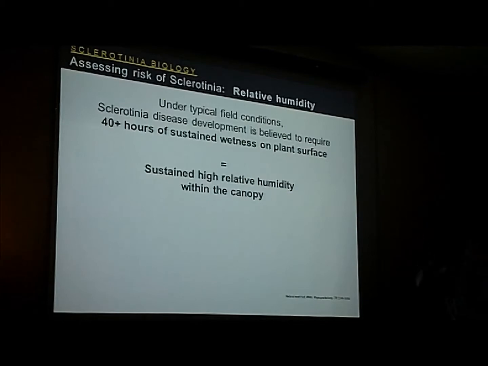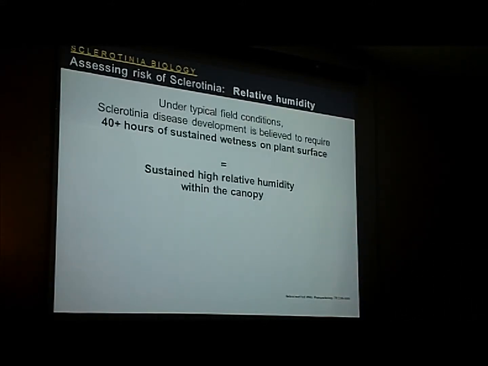We don't have really good data, but the data that we do have, which is kind of observational and anecdotal, suggests that you need 40+ hours of sustained wetness on the plant surface to facilitate that initial infection event and development of disease. And so what this means is that you would need sustained high relative humidity in the canopy.